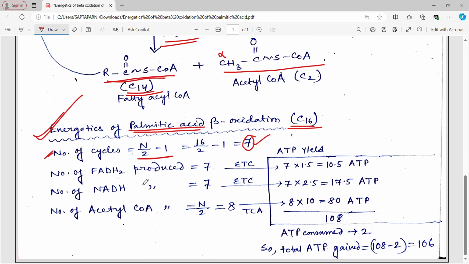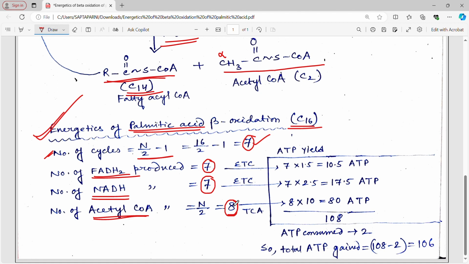So obviously in 7 cycles, how many FADH2 will be produced? In one cycle 1 FADH2 is produced, so in 7 cycles 7 FADH2 will be produced. Similarly, in one cycle 1 NADH is produced, so in 7 cycles 7 NADH will be produced. And how many acetyl CoA will be produced? For each cycle one molecule of acetyl CoA is produced, and in the last cycle there will be 2 acetyl CoA. So the total number of acetyl CoA will be 7 plus 1, that is 8.